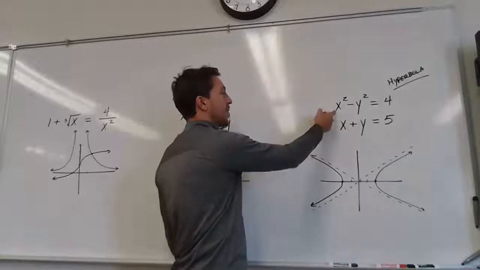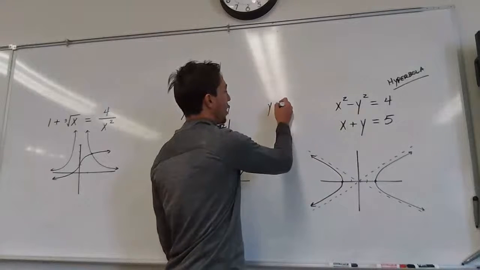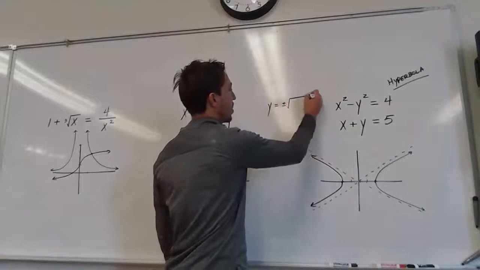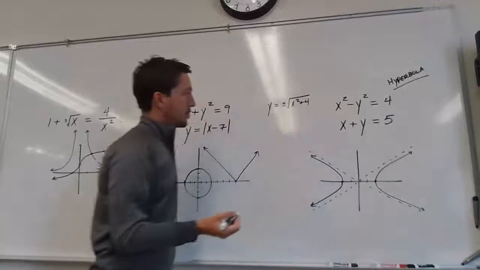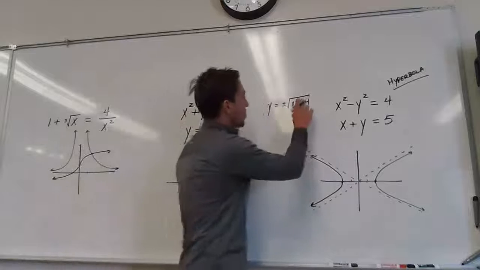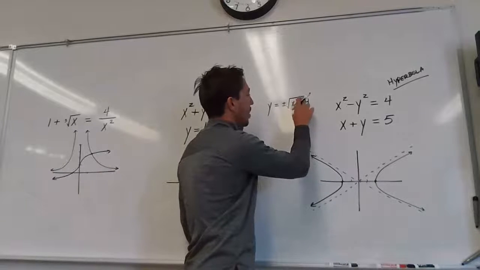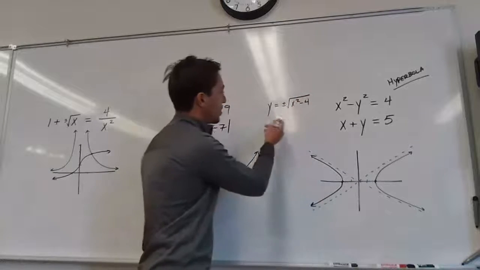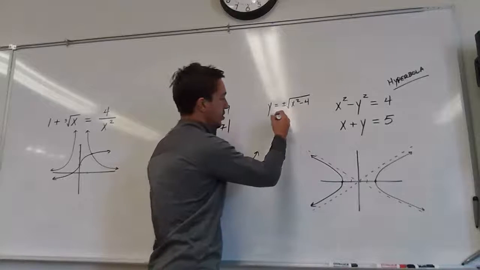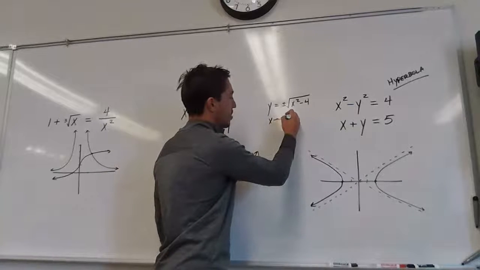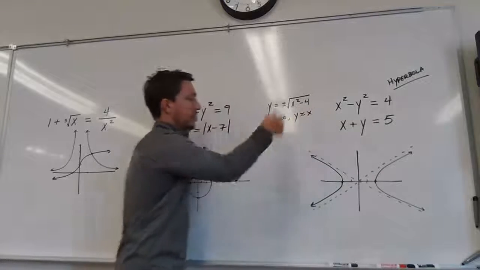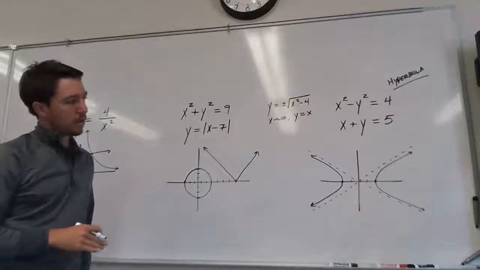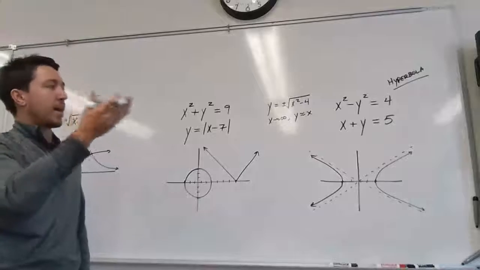If you rearrange this, you get y equals plus or minus the square root of x squared minus 4. Sorry about that. And so as x gets really large, the equation approaches y equals x. So now, why am I pointing that out?